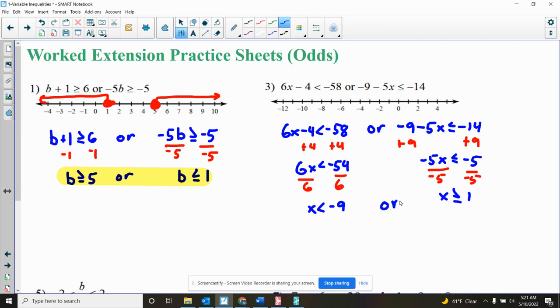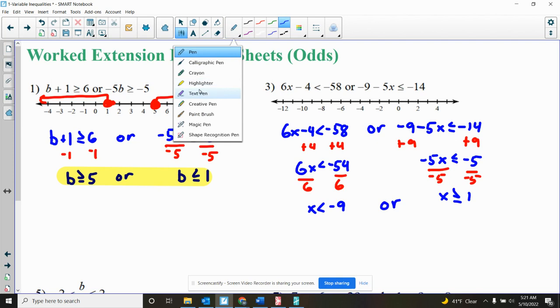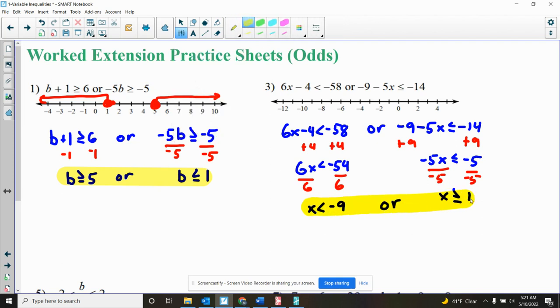Okay, so my solutions then are everything. All of the numbers that are less than -9. So on the graph, at -9, open circle to the left. Or I also want to include all of these. So at 1, closed circle, and to the right.